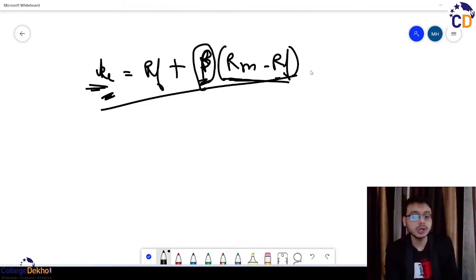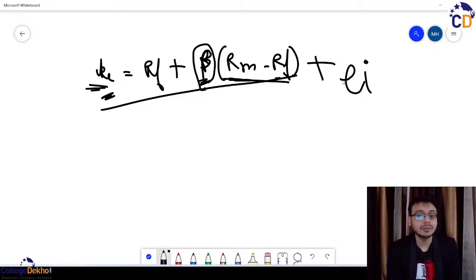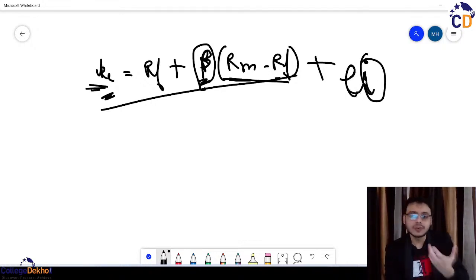Okay, so what do they add? They add an error term. e is the error term and i is the security. Further, since I have taken i as the security, you people can take B as a security or C as a security. It is all up to you. But ideally, in this formula, we take it as e_i.